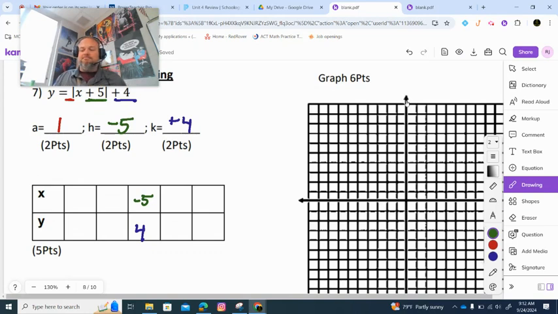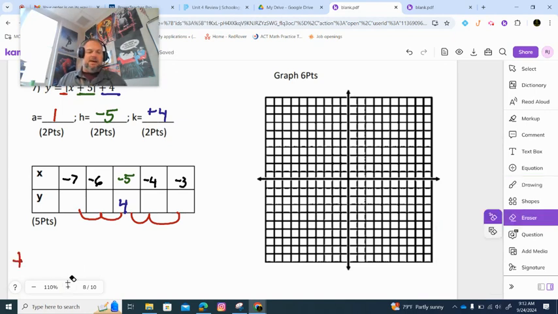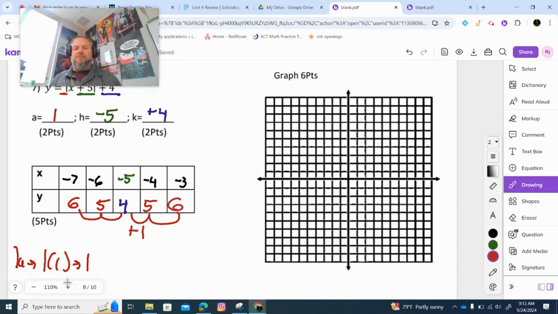Now, to fill these in, just like a number line, this goes by a ratio of 1A. So I'm adding 1 each time. So this would be 5 and 5 and 6 and 6.